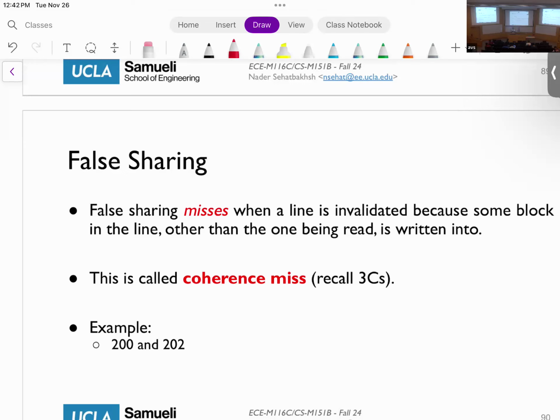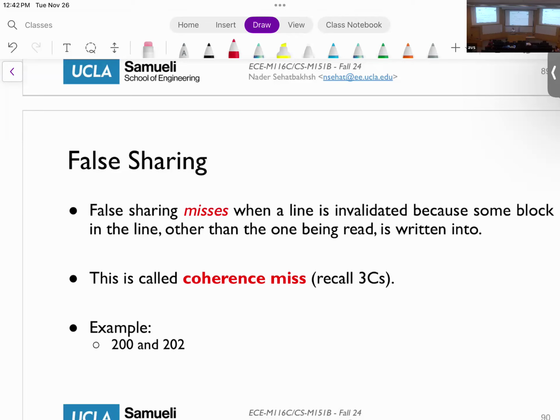So remember that we had compulsory, conflict, and capacity misses. So there is a fourth miss called coherence miss. These are misses that, because we are sharing the coherency states among the blocks, we falsely invalidate some lines that we shouldn't have. As a result, we're going to have misses that we shouldn't have. Okay? This is different from other misses. If a line has to be invalidated, that's not a coherency miss. But if it's false sharing and you're invalidating more blocks than you're supposed to, that's called a coherency miss.